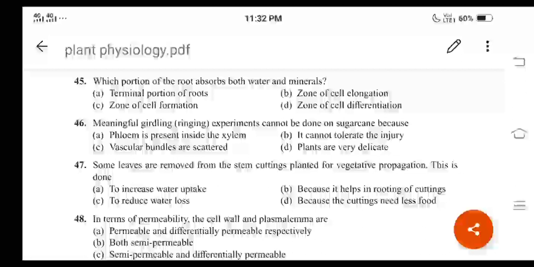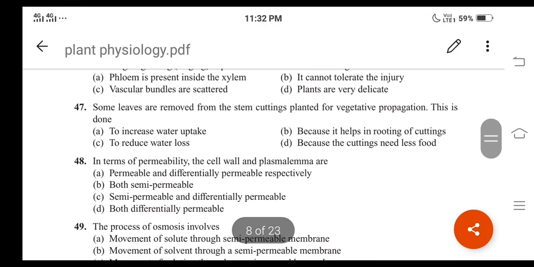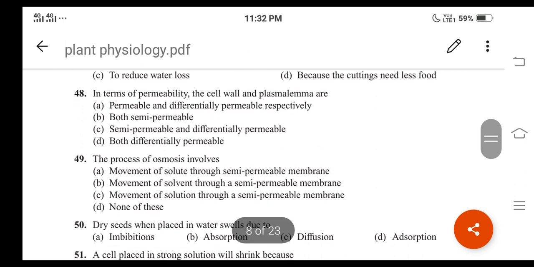Okay, so option C is the correct answer, right? Then let us go for next question, 48.